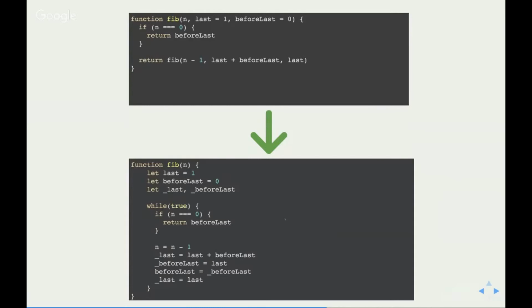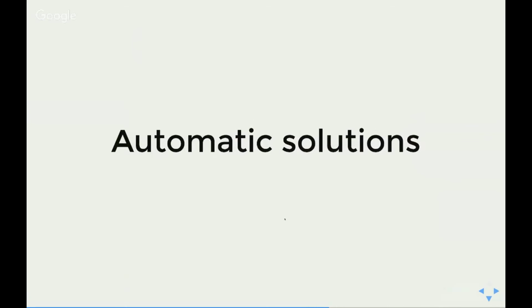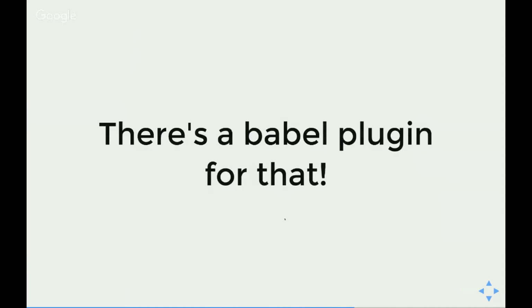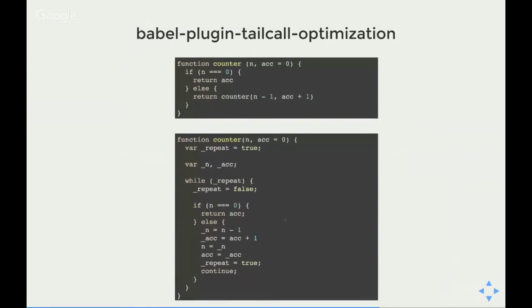We have different tools like compilers and transpilers to do it for us, and that's where we're heading. We're heading to automatic solutions to these problems. So, as always, there's a Babel plugin for that. Babel plugin tail call optimization, which it happens I'm the author of, just does exactly what the previous example showed.